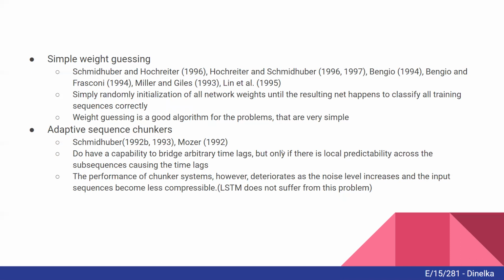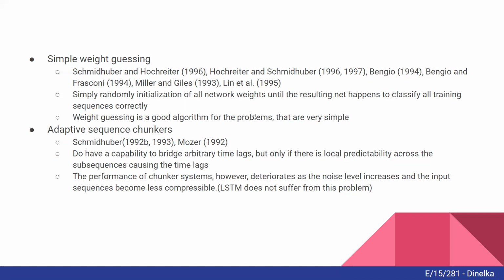Simple weight guessing was discovered by these people to avoid the long time lag problems of gradient based approaches. They simply randomly initialize all network weights until the resulting net happens to classify all training sequences correctly. Weight guessing is a good algorithm for problems that are very simple. More realistic tasks require either many parameters or high weight precision, such that guessing becomes completely infeasible.